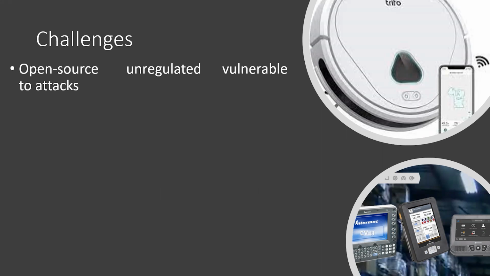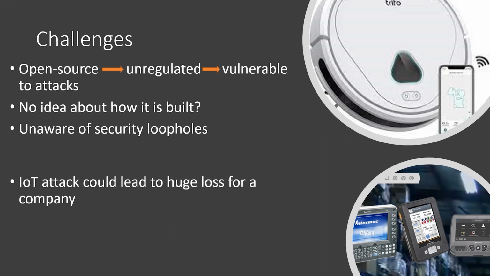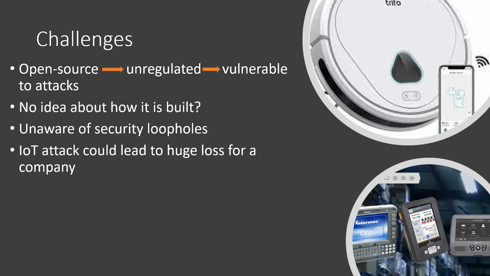These open source platforms are usually unregulated and they are vulnerable to attacks. Users are usually unfamiliar with the architectural design of the open source platforms as they use them for a particular use case. Hence, the user is unaware of the potential vulnerabilities. Several IoT devices have been attacked in the past, which resulted in huge economic loss. For example, the Trifo vacuum cleaner was attacked to cause denial of service.